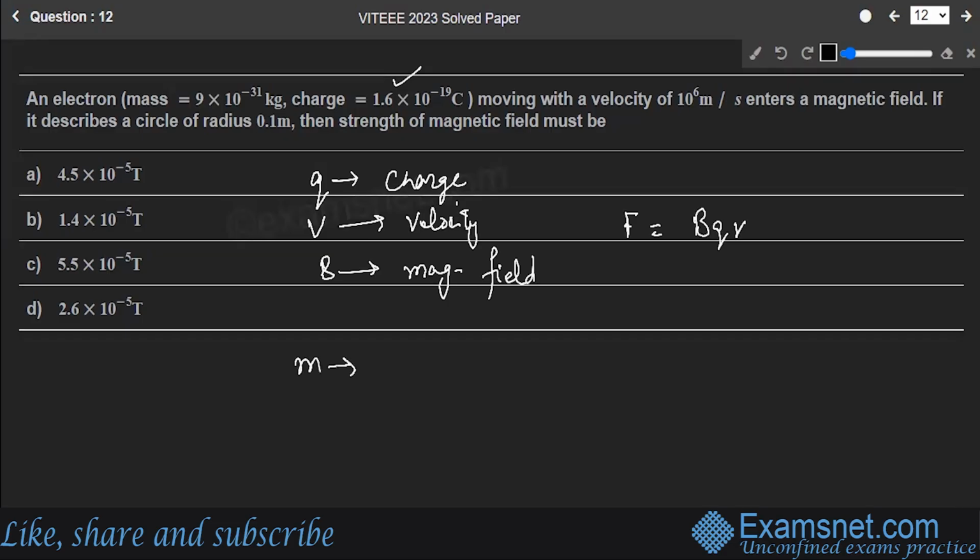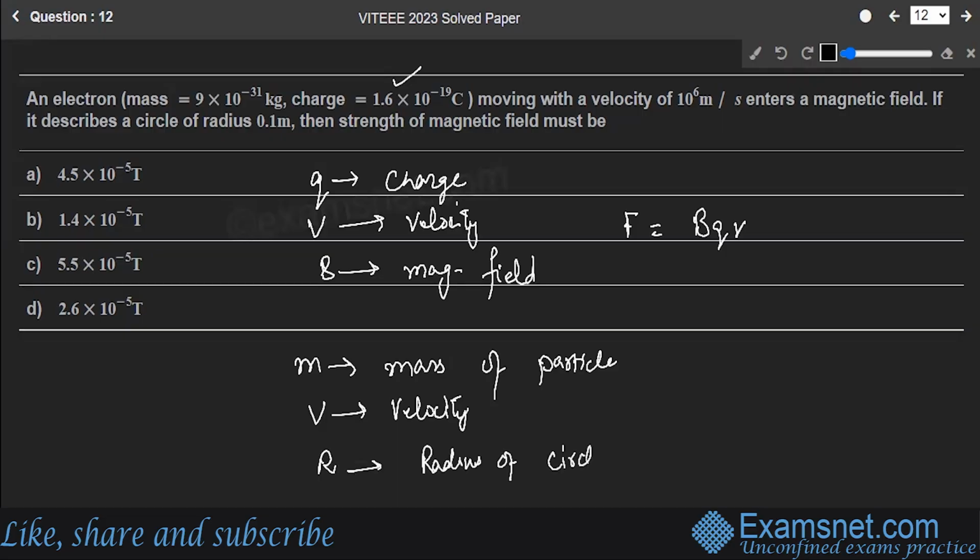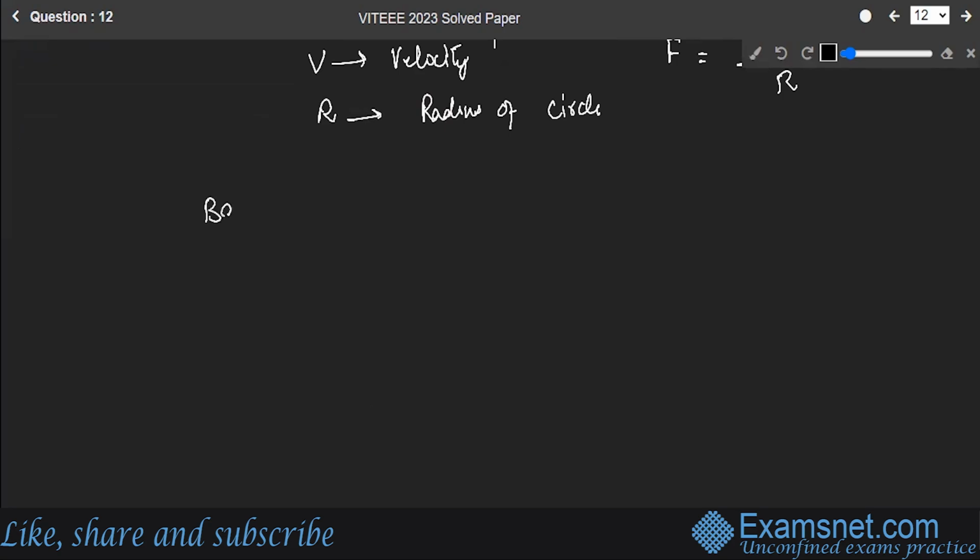Also, if the mass m is the mass of the particle, v, again the velocity, same thing. And it describes a circle. The particle is deflected in a circle of radius r. So r describes the radius of the circle it describes. So this force is also equal to mv square upon r. Now these two are equal, so that means you have BQV is equal to mv square upon r.